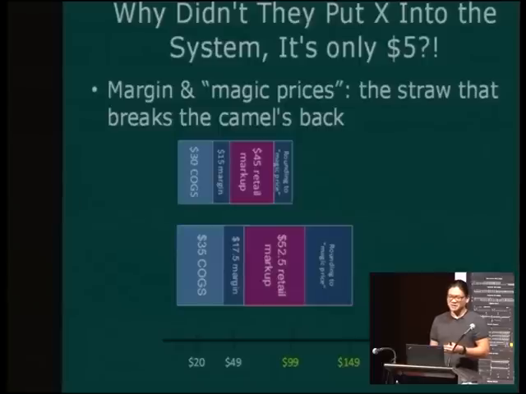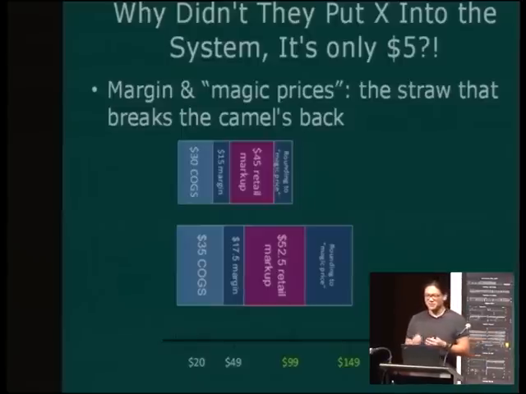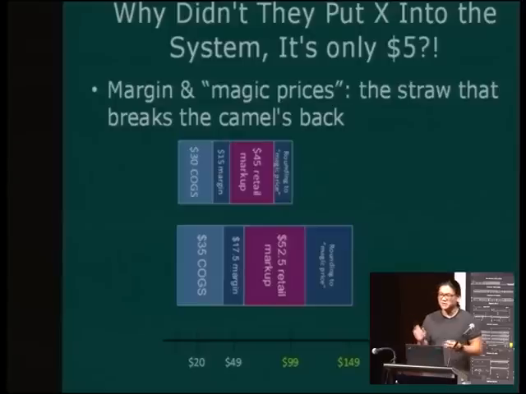I get this question all the time in meetings: why didn't they put X into the system? It's only $5. It kind of turns out that almost any feature that you want, you can probably go to DigiKey and find it for $5, right? You're like, oh, I want more memory, I want a faster processor, I want a better digitizer, I want bigger speakers, I want a bigger battery. It's only $5. You're selling a $100 product, how come it's not in there?